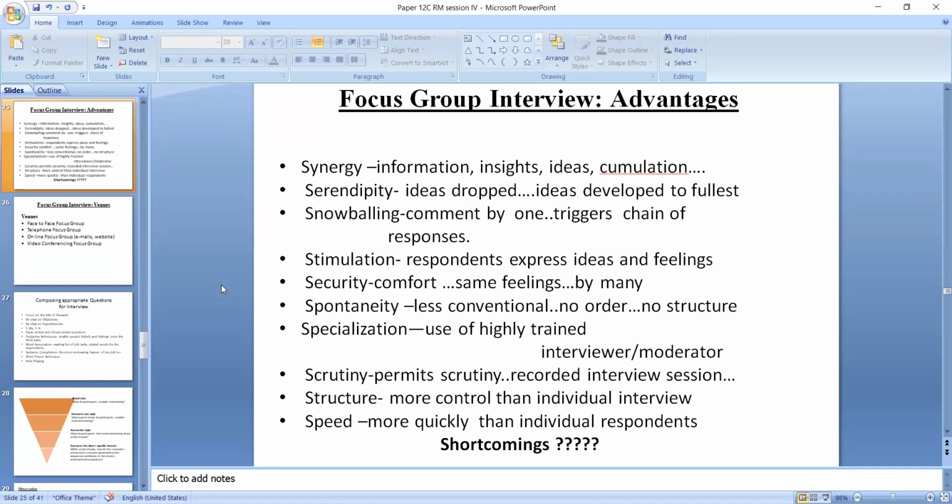So what may be the shortcomings of individual interview or focus group interview as a method? See, individually, probably the focus of the interview would be more. In a group, it gets a bit diluted. I've experienced that. Right, it will definitely get diluted.